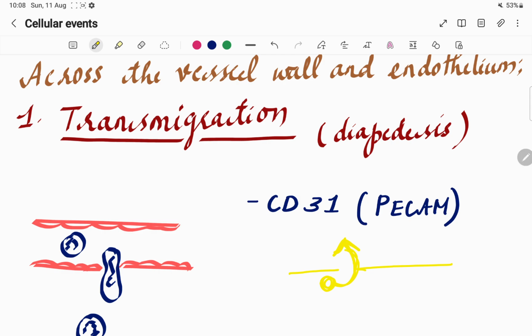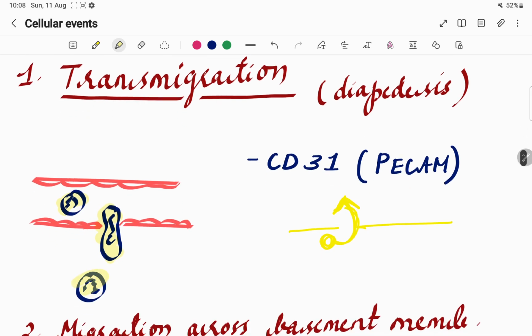Here, what happens is that these leukocytes are migrating through this vessel wall by squeezing through the intercellular junctions. By squeezing through the intercellular junctions, they go outside. Then they reach the outside, that is, the extravascular space. And the thing that helps in transmigration is PECAM. PECAM is platelet endothelial cell adhesion molecule. It's also known as CD31. So this CD31 molecule helps in transmigration. So this is the one thing.